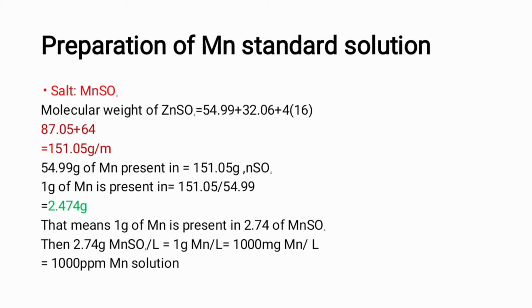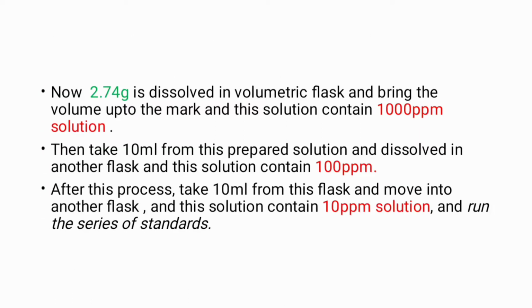In this video, we will discuss how to prepare manganese standard solution. First of all, we need a salt which is manganese sulfate, and the molecular weight of manganese sulfate is 151.05 gram. That means 1 gram of manganese is present in 2.74 gram of manganese sulfate.